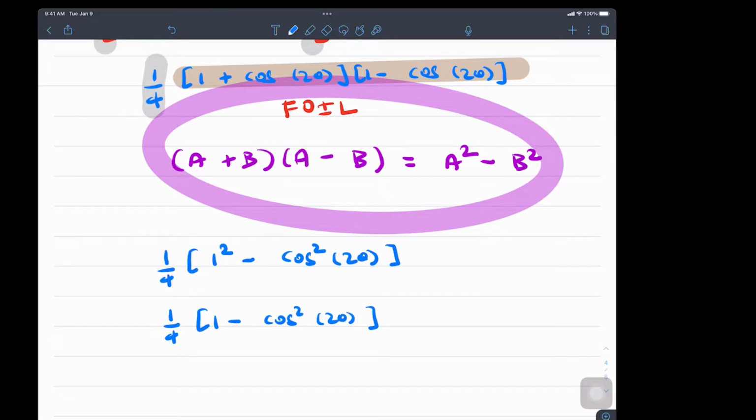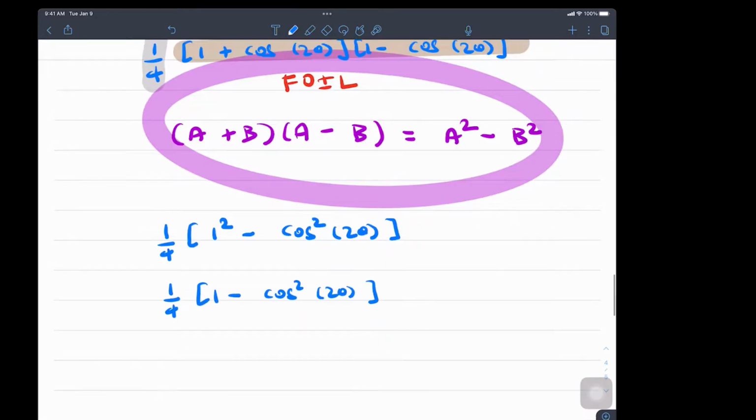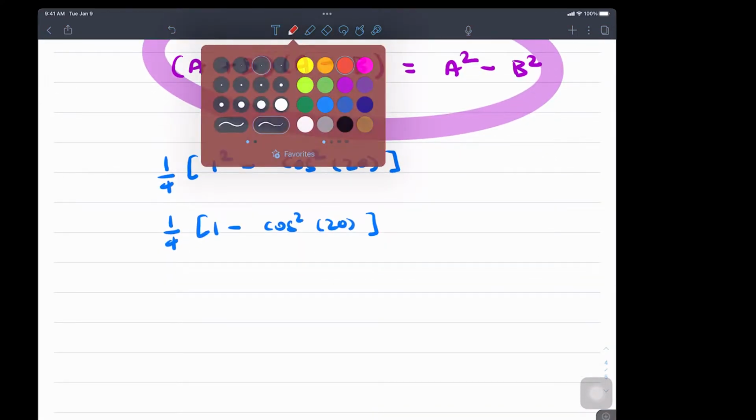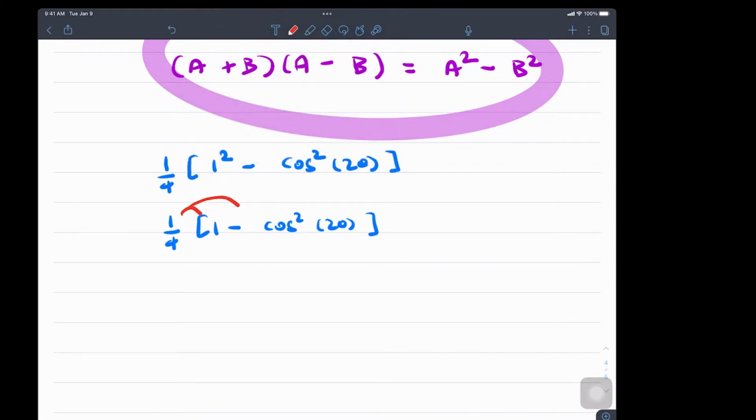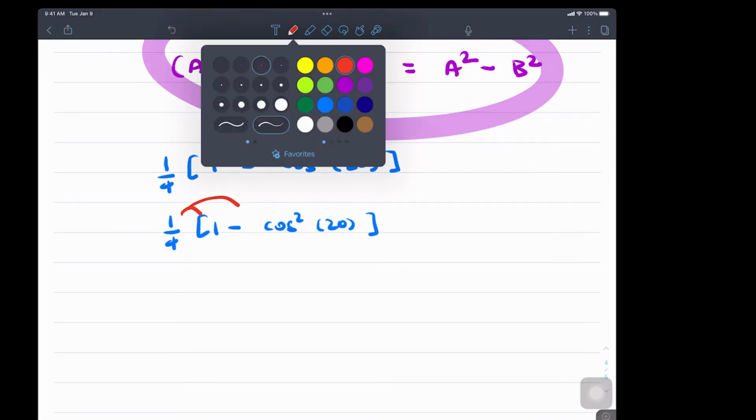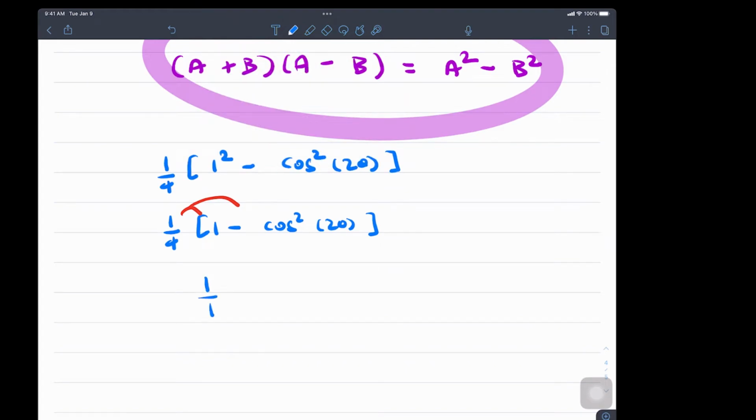Okay. Now you get to what? Distribute. Get 1/4 minus 1/4 cosine squared double theta. Easy breezy lemon squeezy.